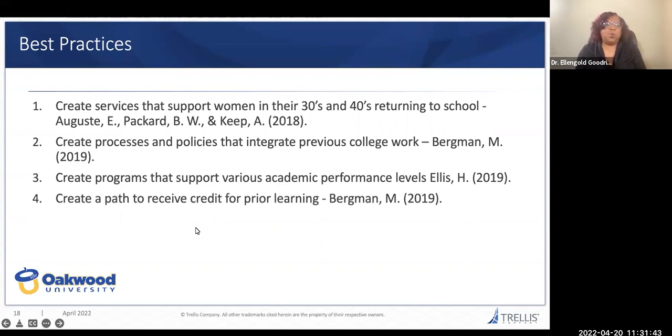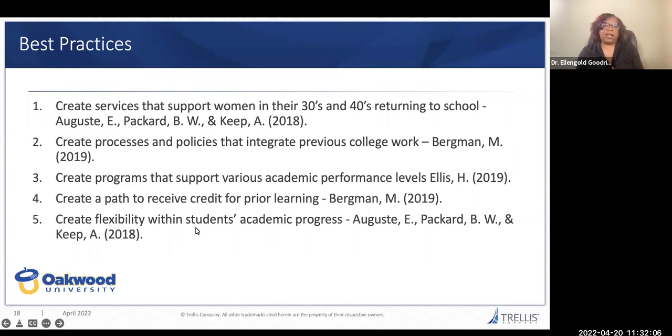It's vitally important. And then again, creating a path to receive credit for prior learning is key, because these individuals, many times more than not, have been out there. And what they have done out there in the real world can many times over connect directly with academic experience. And finally, of course, creating flexibility. We spoke about flexibility with academic progress.